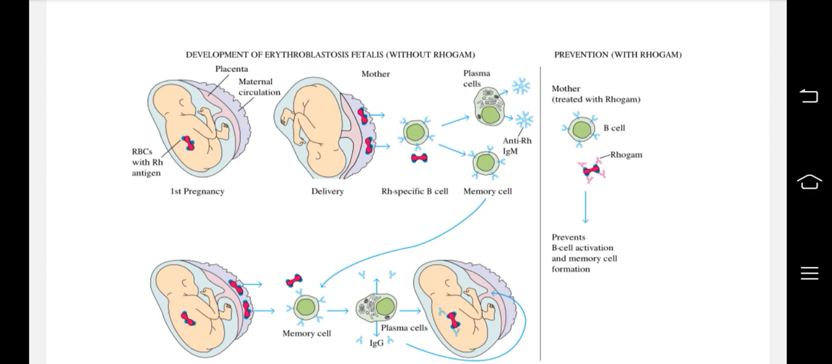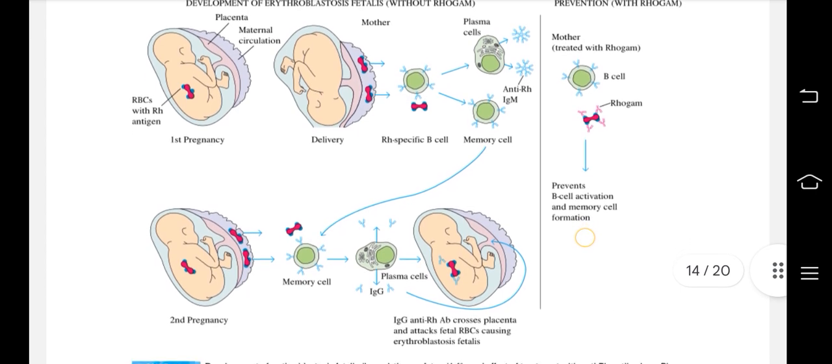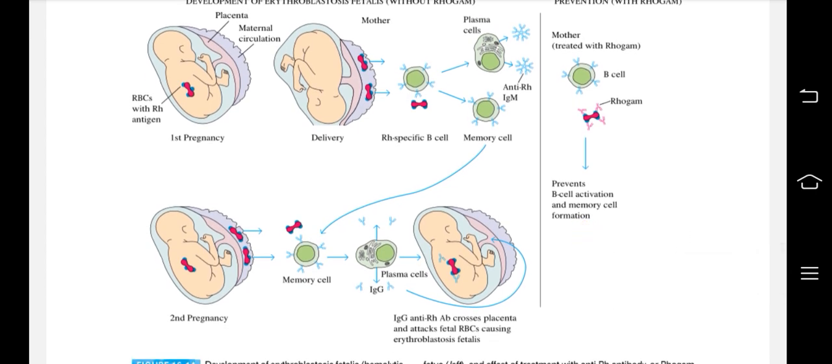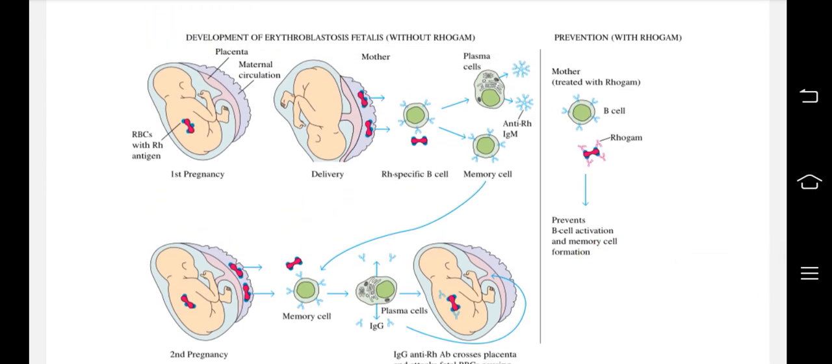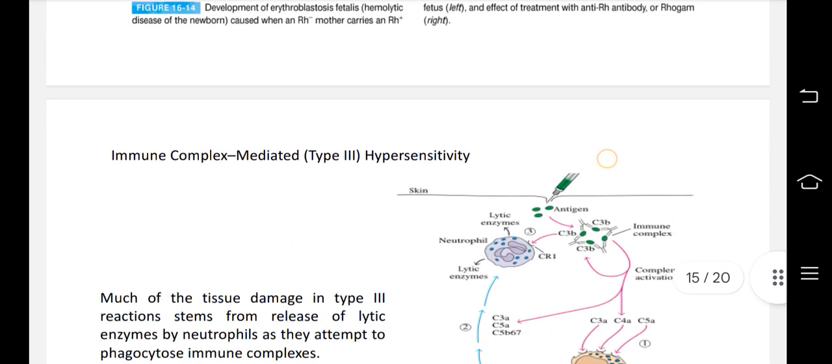Sorry. RBCs with Rh antigen, first pregnancy, placenta, maternal circulation, then delivery, mother, Rh-specific B cells, plasma cell, anti-Rh IgM, memory cell, second pregnancy, memory cell, IgG, plasma cell, IgG anti-Rh antibody crosses the placenta and attacks fetal RBCs, causing erythroblastosis fetalis. Then prevention with RhoGAM. The mother is treated with RhoGAM, which prevents B cell activation and memory cell formation.